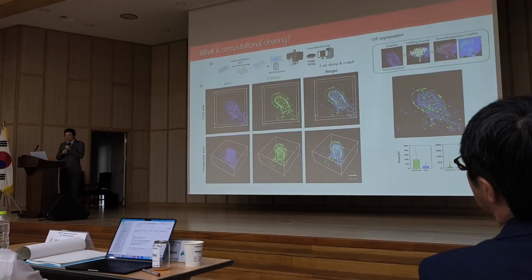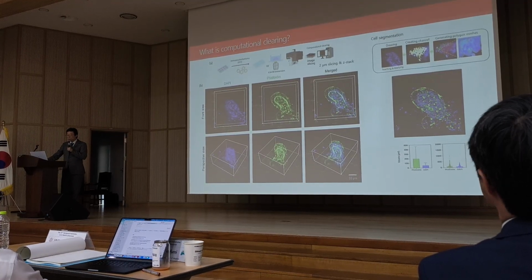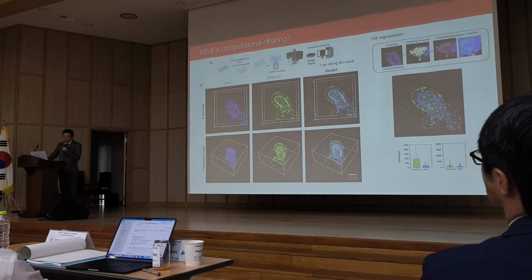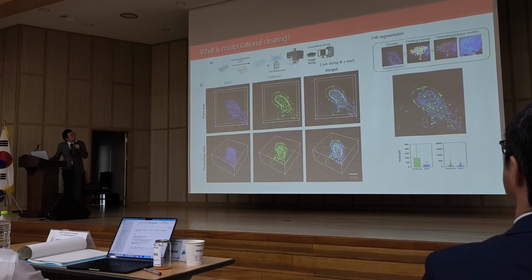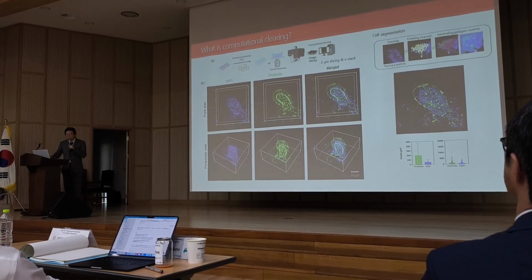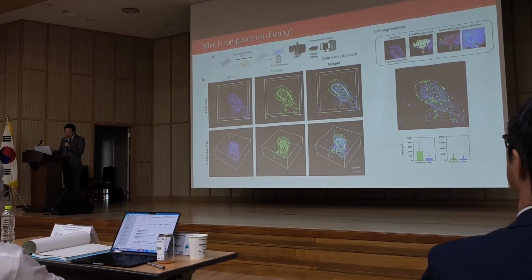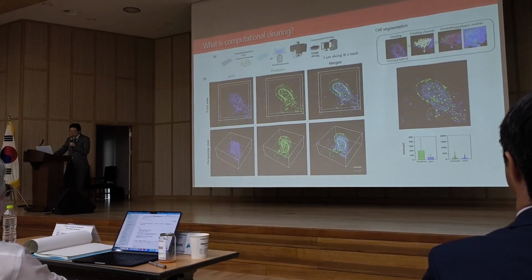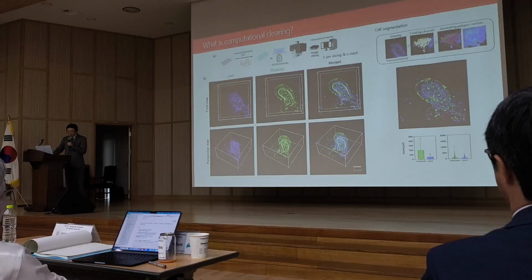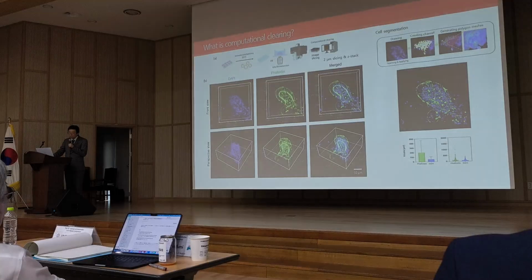So what is computational clearing? To explore this, we adopted very thin bottom slide glass, and we could image using a 63x oil immersion lens with a numerical aperture of about 1.4, and then took a 3-dimensional Z-stack image with 2 micrometer slicing, and after that we stained with DAPI and phalloidin, which shows a very nice 3-dimensional structure.